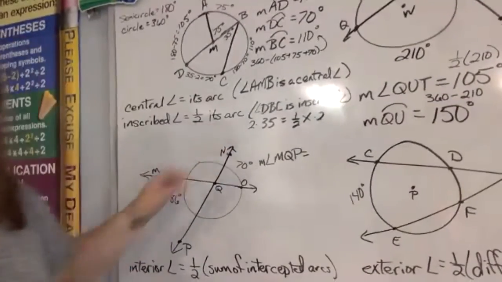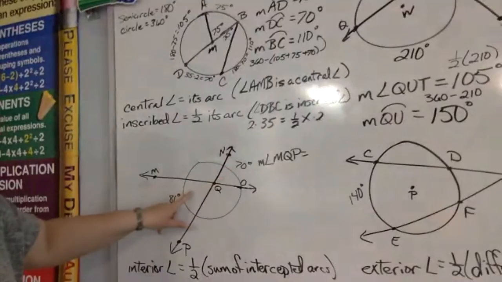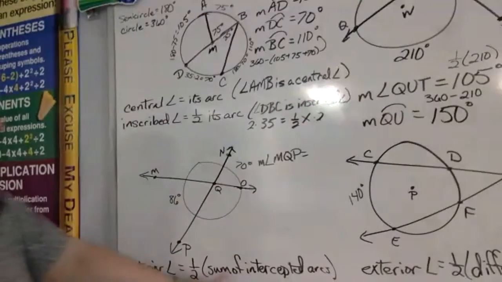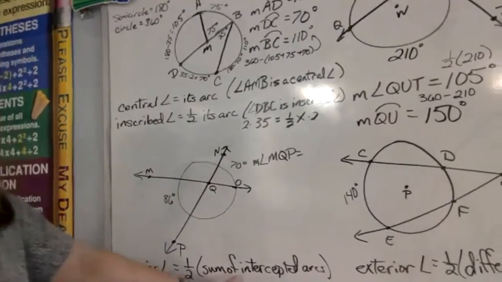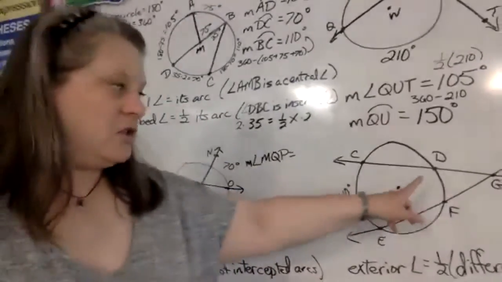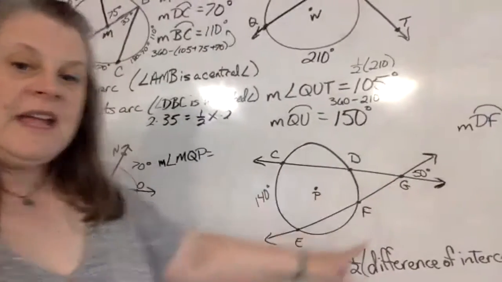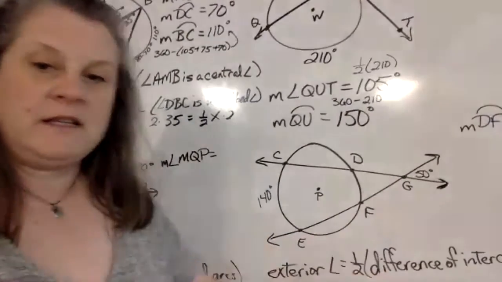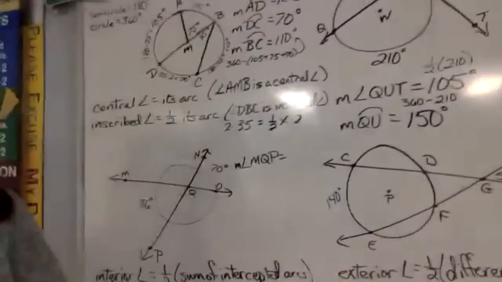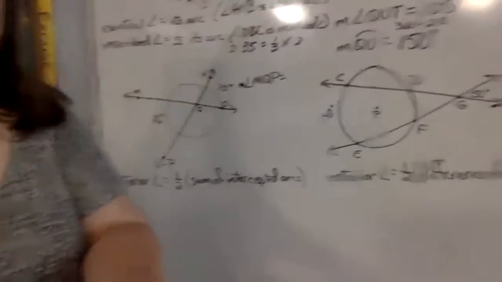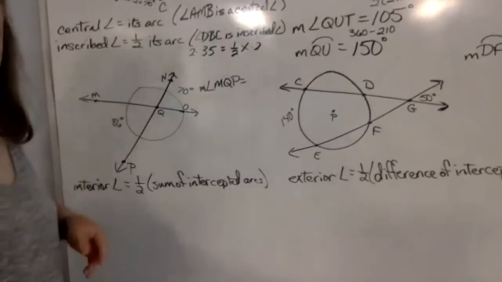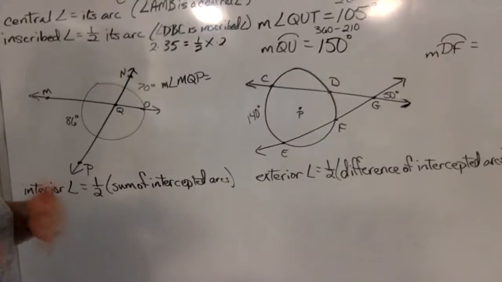If they intersect on the inside of the circle, it's half the sum of the intercepted arcs. If they intersect outside the circle, it's half the difference of the intercepted arcs. So if it's on the inside, it's the sum. If it's on the outside, it's the difference. Okay, if it's on the inside, it's the sum. If it's on the outside, it's the difference.